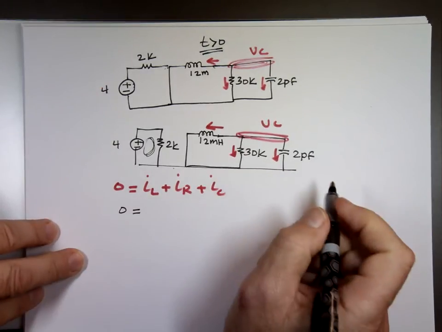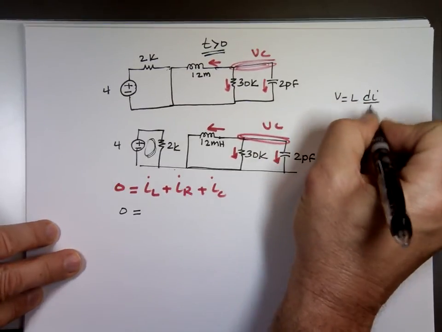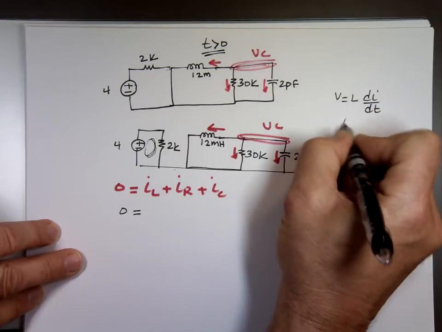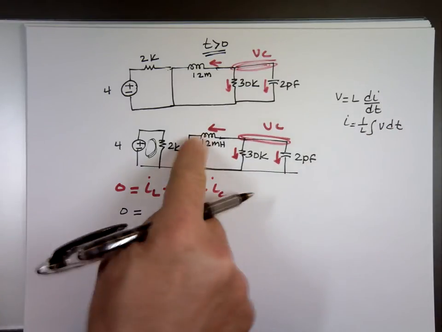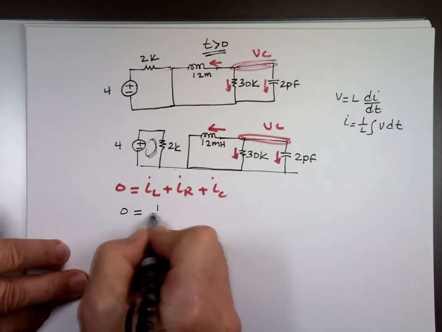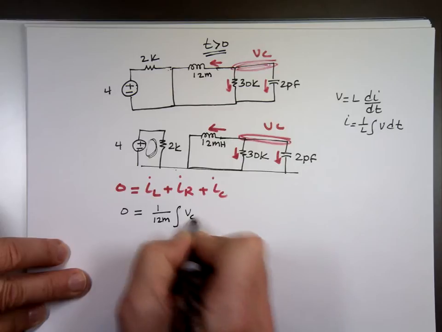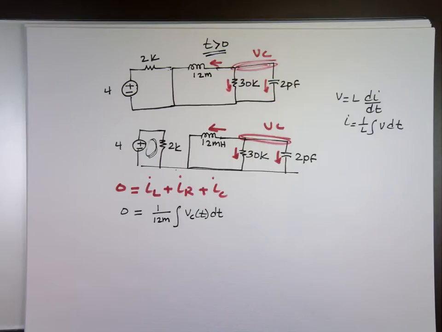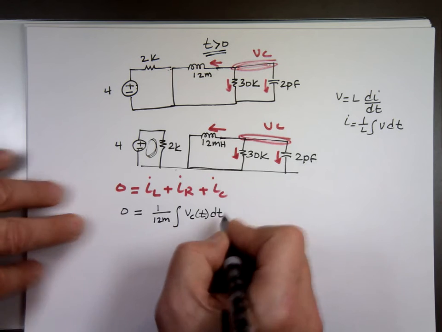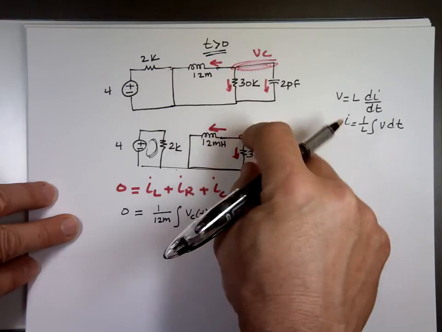The inductor: V equals L di dt. Hopefully you memorize these by now. Which means I equals 1 over L, the integral of V dt. So the current through the inductor is 1 over 12 milli, the integral of the voltage across the capacitor. They're all in parallel. They have the same voltage, VC. The current through the resistor is the voltage divided by 30K.